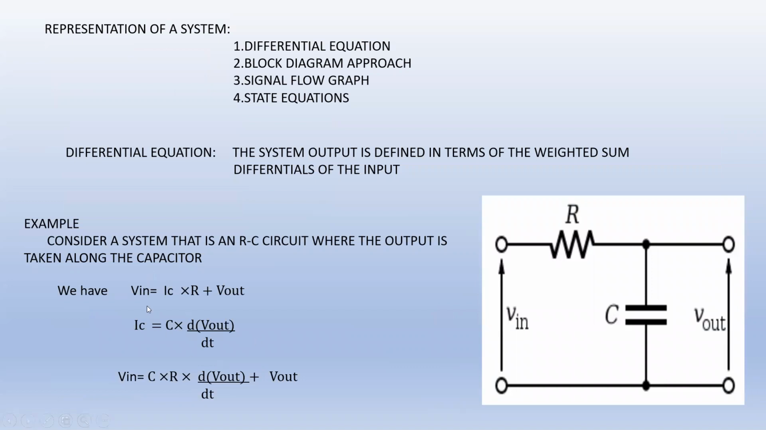So then we have representation of systems. We can represent a system based on a set of differential equations, a block diagram, a signal flow graph, and state equations. So these are the four different kinds in which we represent a system. First, let us see how a system can be represented in differential equations.